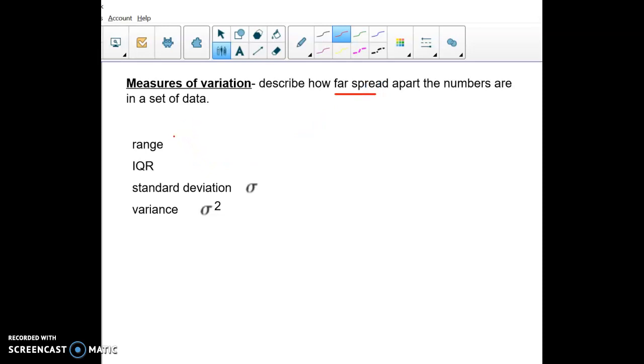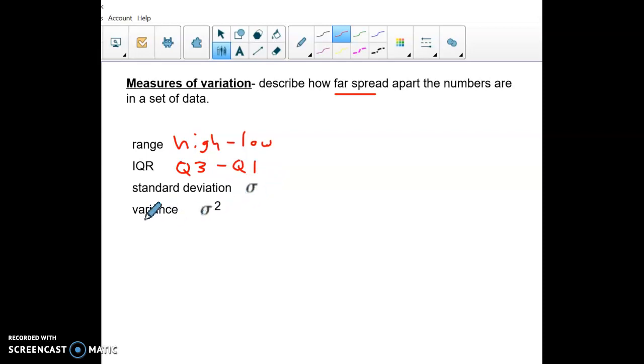So the range, if you haven't talked about this, is just the high minus the low. The IQR, I think we talked about the other day, is Q3 minus Q1, the two quartiles. This is standard deviation. It's a little squiggle thing.